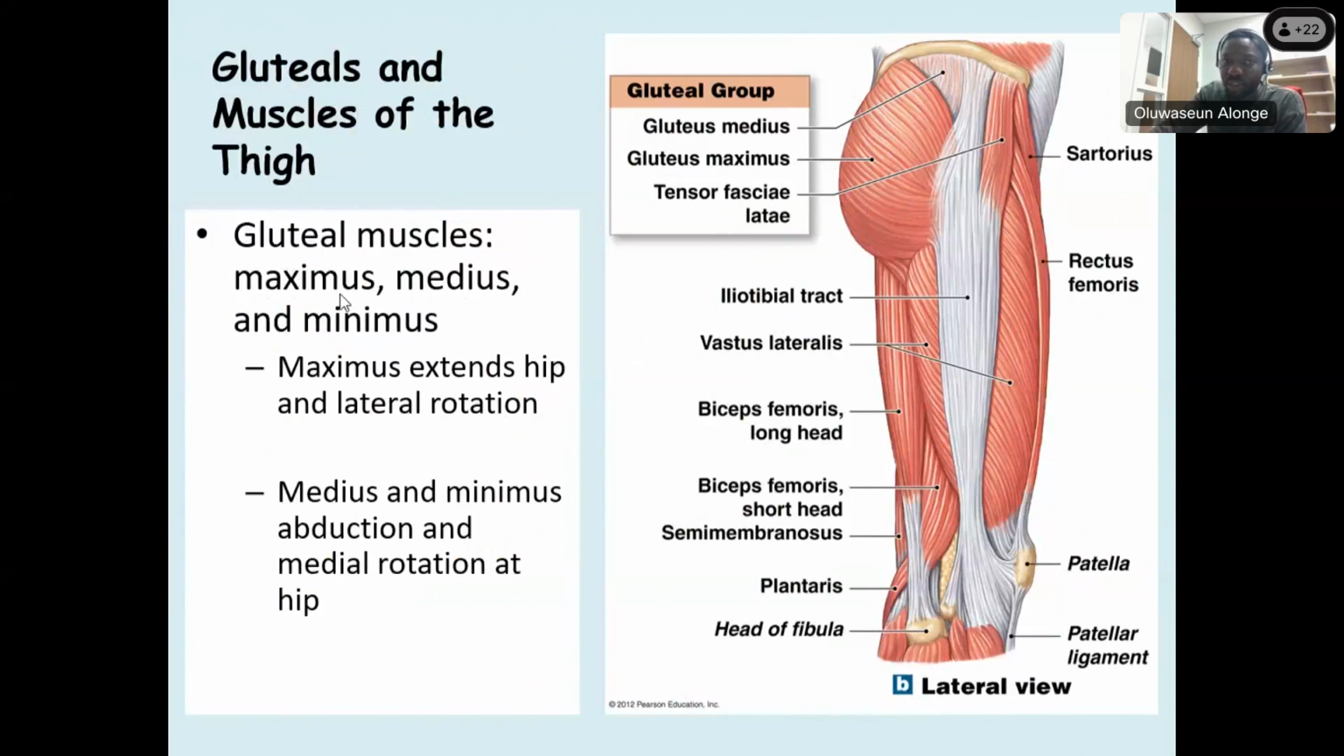So you have the gluteus maximus, medius, and minimus. The maximus extends the hip and does lateral rotation. The medius and minimus are what abduct. So when you're abducting your hips, I'm just using my upper limb because that's what you can see easily. When you abduct, that is the medius and the minimus working at that point.